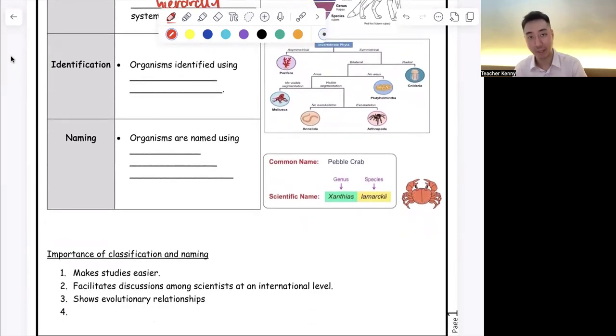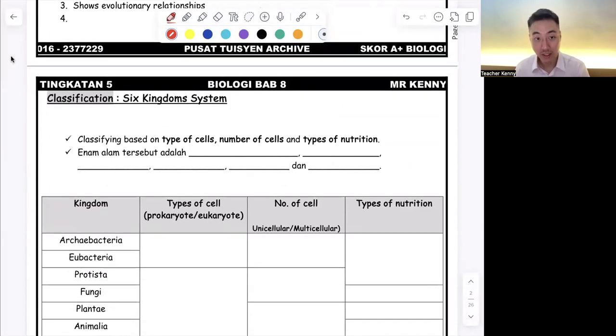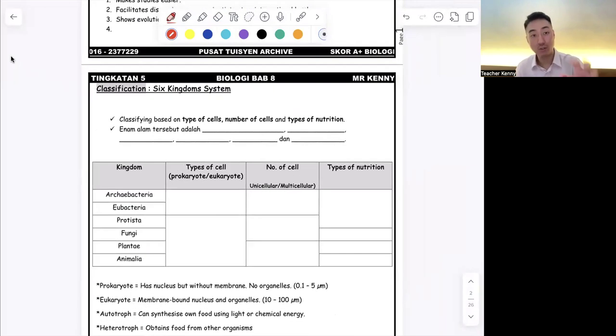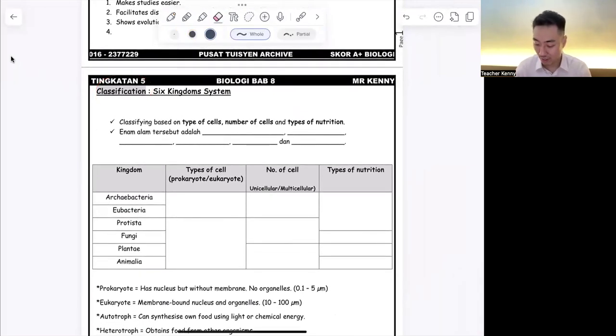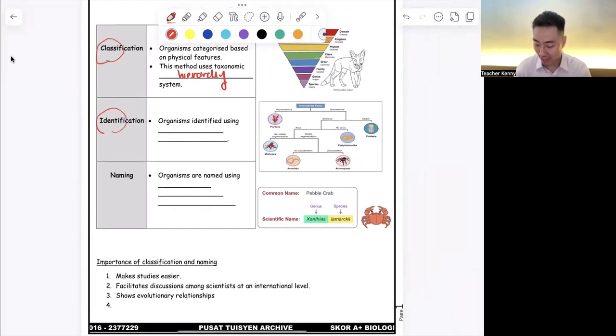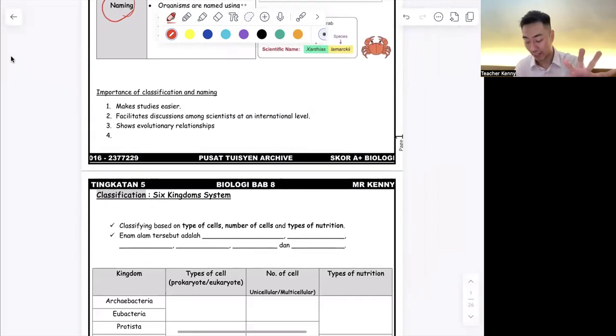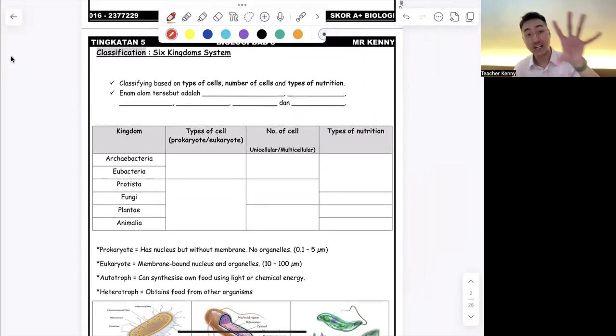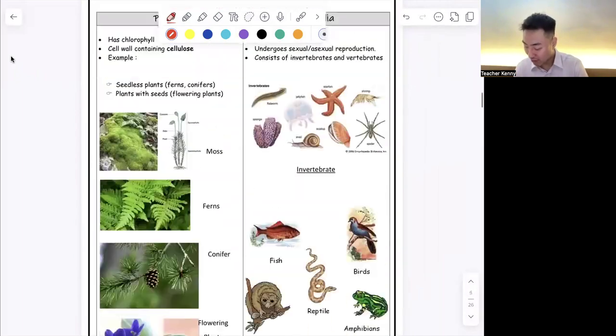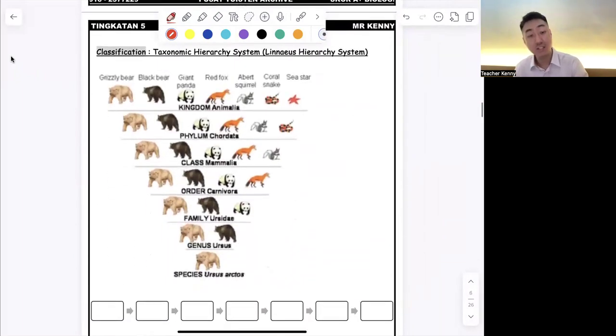And the third one is how we name them. How we name the species using a two-word method. We use the species name and what we call the genus name. This is called the binomial nomenclature system. And last week we started off with classification. Again, this is classify, identify, name. Classify means grouping, right? So last week we learned to classify the animals into 6 different kingdoms. After we classify them, these are all in 6 kingdoms. This is still under classifying.